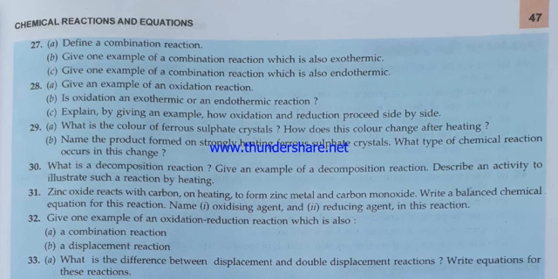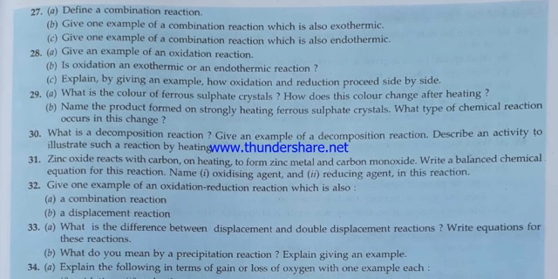Give an example of oxidation reaction, that is Mg plus O2 will form MgO. Is oxidation exothermic or endothermic? Both, but generally exothermic. More reactions are exothermic. How do oxidation and reduction occur side by side? Because for every addition of a substance there must be removal of a substance. Hence they occur side by side.